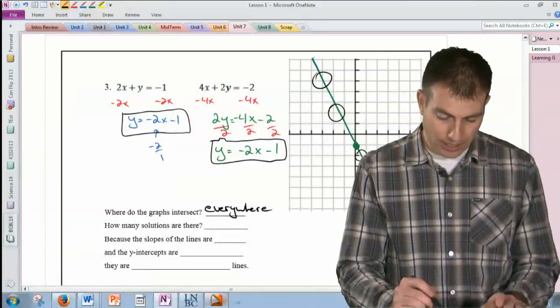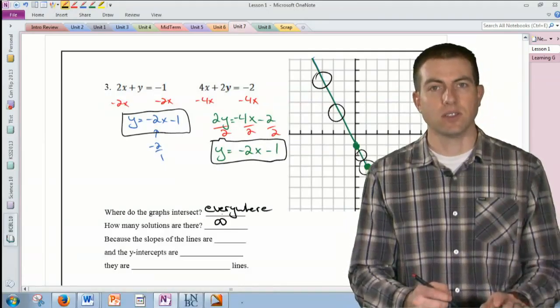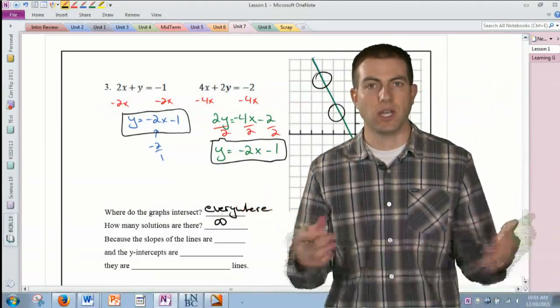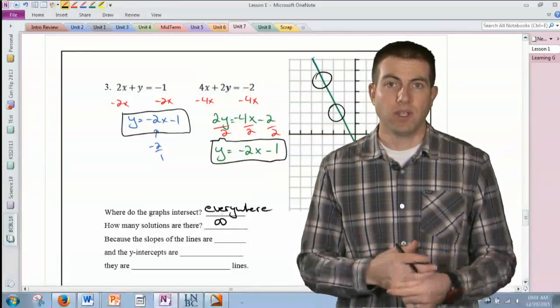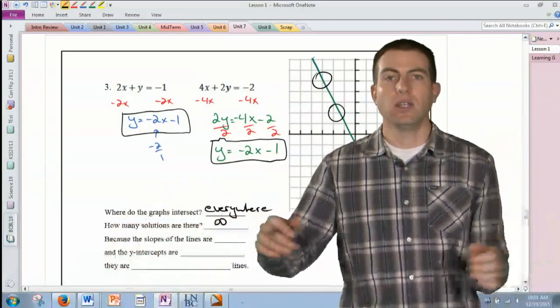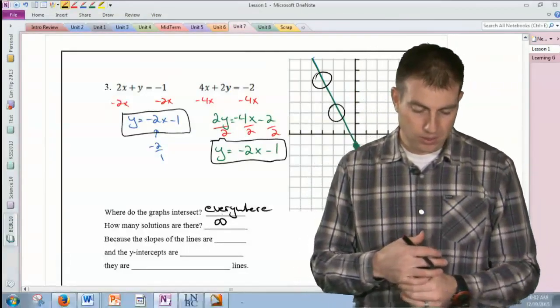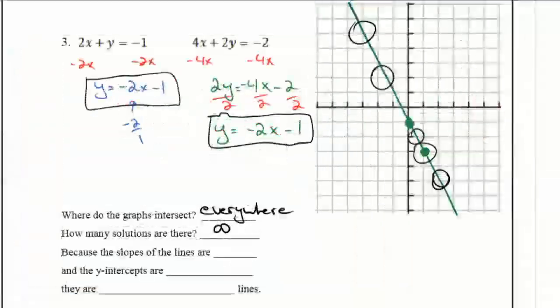And Abby's hit the nail on the head. There are exactly infinite solutions. No matter where you look, those lines are on top of one another. It's a solution. I could check on this kind of little graph I have in front of me. I could go out to a million and check there. I could go out to a trillion and they'd still be on top of one another. So it's still a solution. So because the slopes are the same and the y-intercepts are the same, we call these coincident lines. It's a fancy math word.